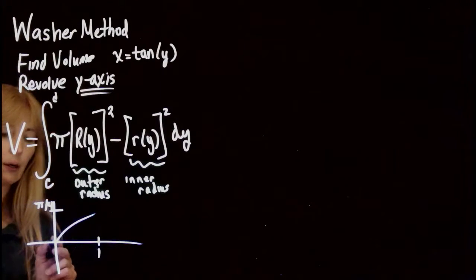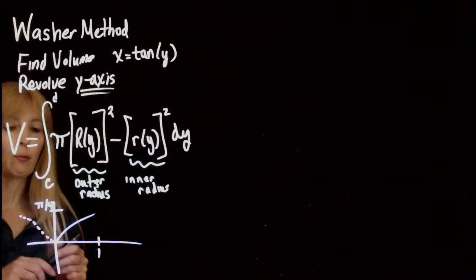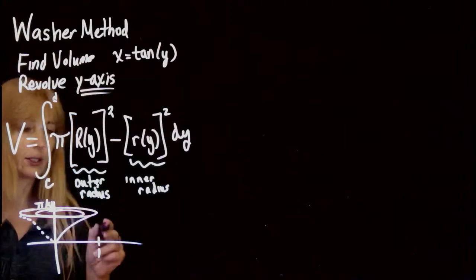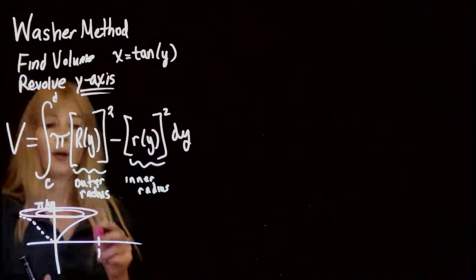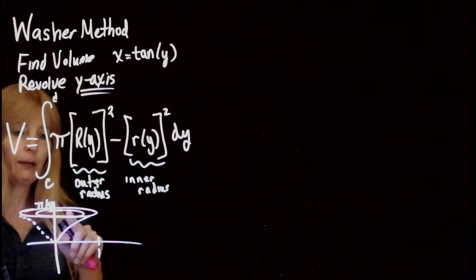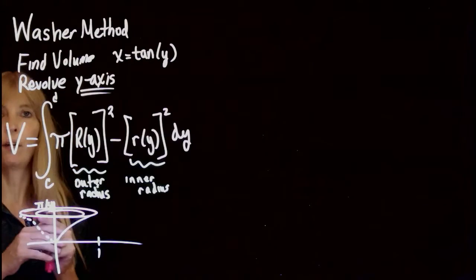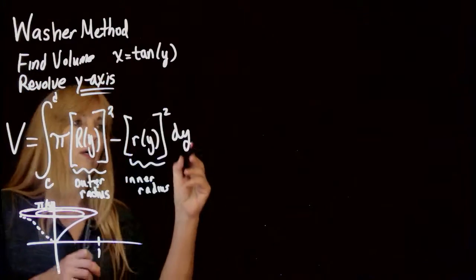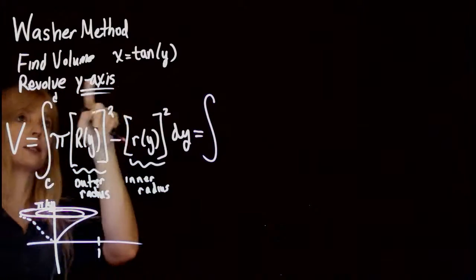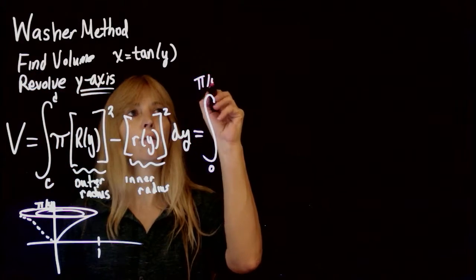So what I'm doing here is I'm revolving it around the y-axis, and then I'm doing this washer method where you kind of have that hole inside, right? And so probably not the best drawing in the world, but what I can see is my outer radius is going to be from here to there to 1. My inner radius is going to be from here to my function. So my limits of integration are going to be in y, because it says about the y-axis. So from 0 to pi over 4.